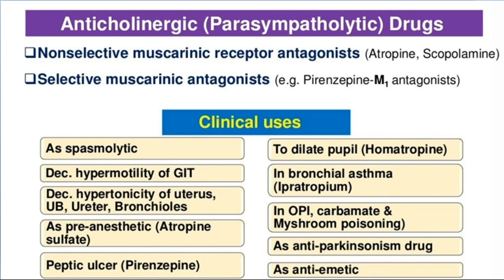As pre-anesthetic, atropine sulfate. Peptic ulcer, pirenzepine. To dilate pupil, homatropine. In bronchial asthma, ipratropium. In OP, carbamate and mushroom poisoning. As anti-Parkinsonism drug, as anti-emetic drug.